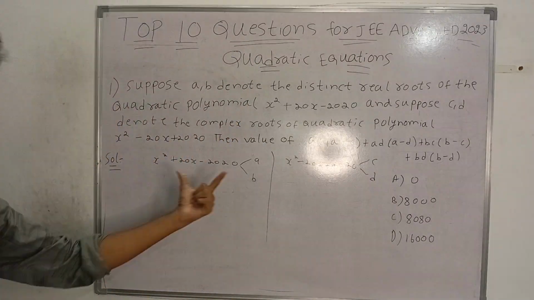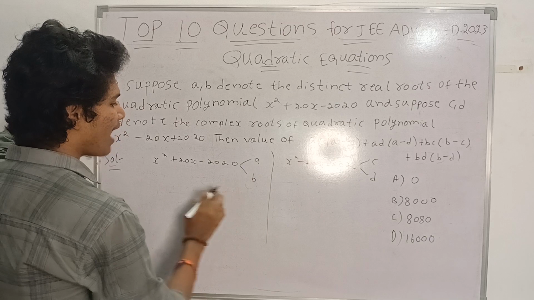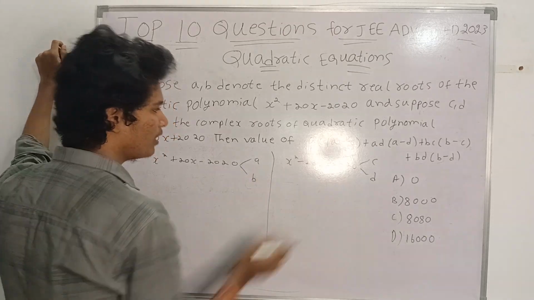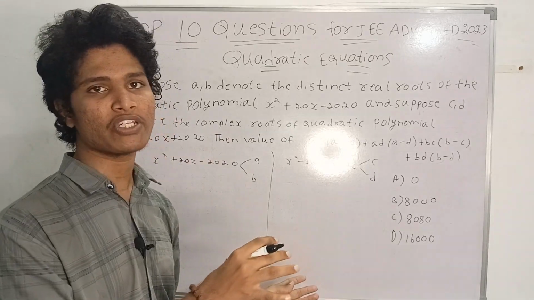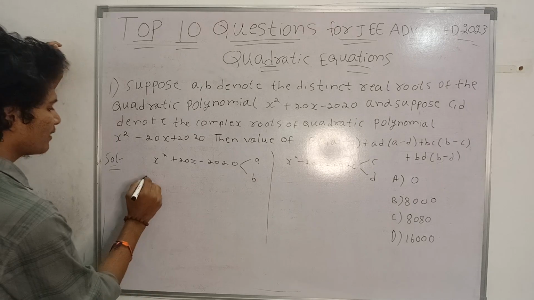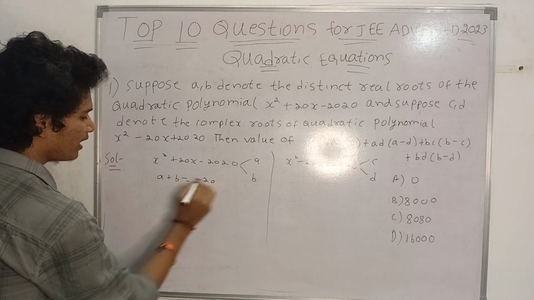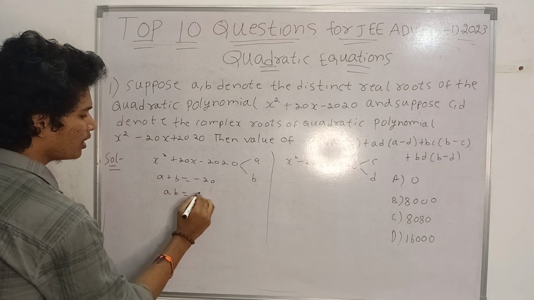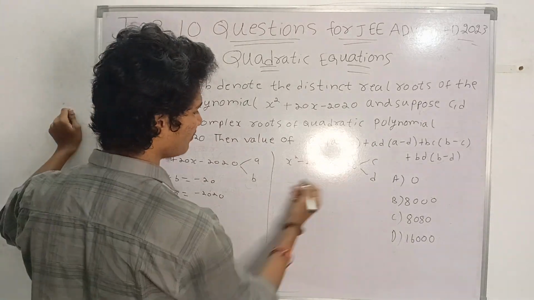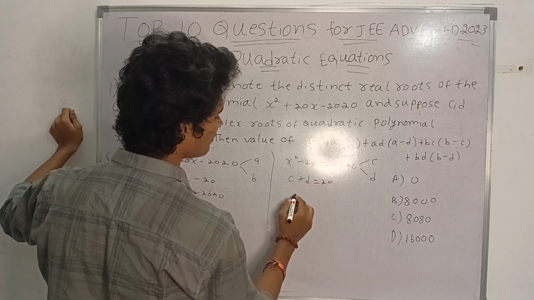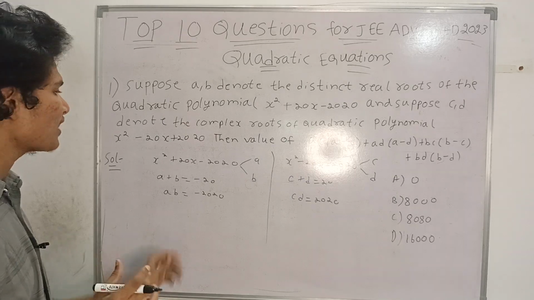If you see, these two equations are similar, but there is a small change. The coefficient of x here is positive and here negative, and the constant term is negative here and positive here. If you are given any quadratic equation and its two roots, you can easily deduce two formulas: the sum of the roots and the product of the roots. Here A plus B equals minus 20, and the product AB equals minus 2020. From the other equation, C plus D equals 20 and CD equals 2020. So these four are the important things I deduce from the equations.